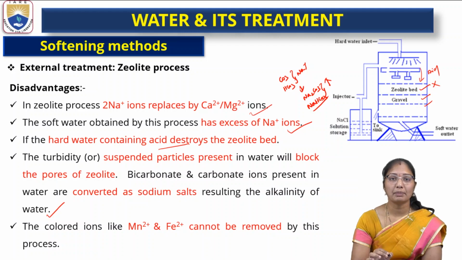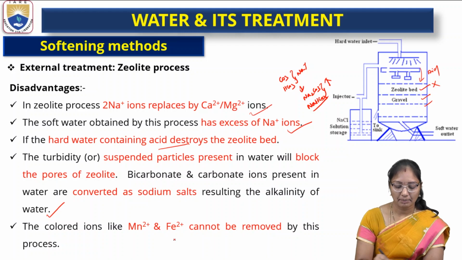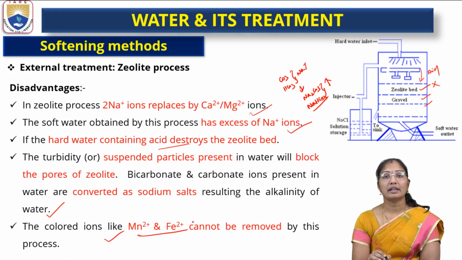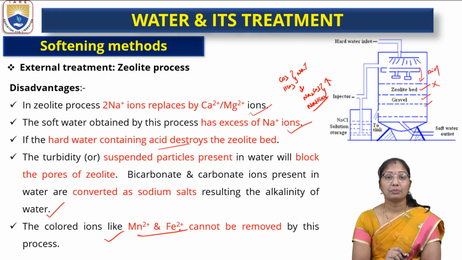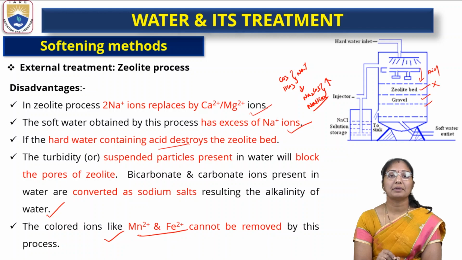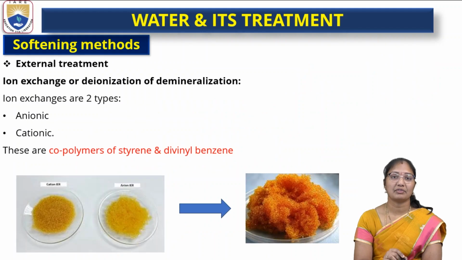So the colored ions like manganese and iron cannot be removed by this process. This is the main disadvantage. The colored ions, which are manganese and iron ions, cannot be removed by this process. These are the disadvantages.